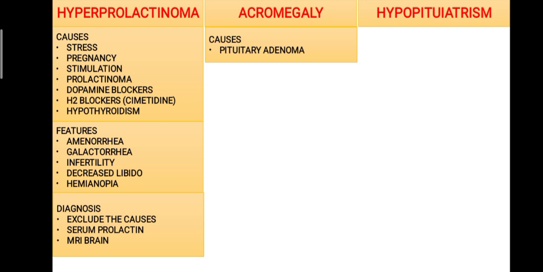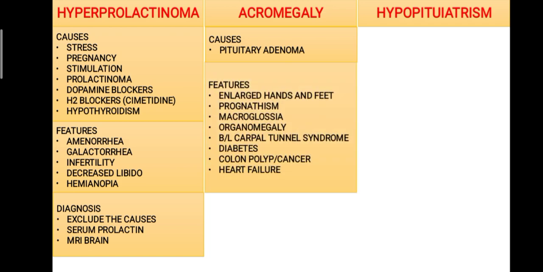Acromegaly is usually caused by a pituitary adenoma which secretes growth hormone. Now, if this adenoma occurs in a patient who has not yet attained puberty, that would be called gigantism. Once puberty is attained, the growth plates are closed and then only specific parts would enlarge with the growth hormone. That is called acromegaly.